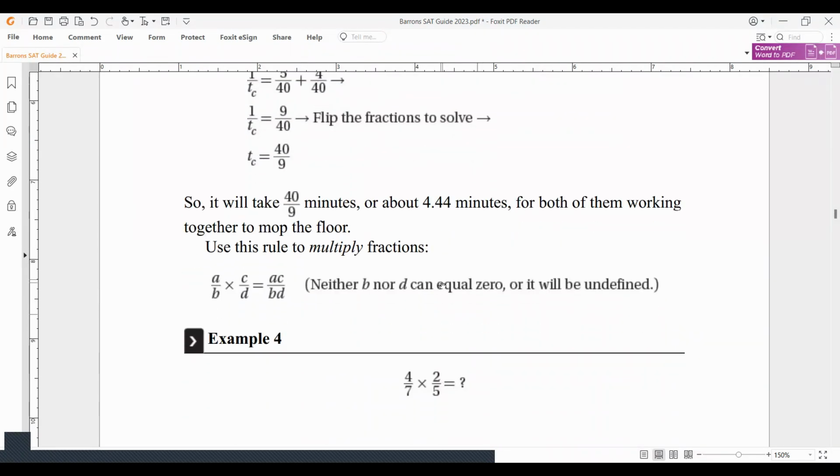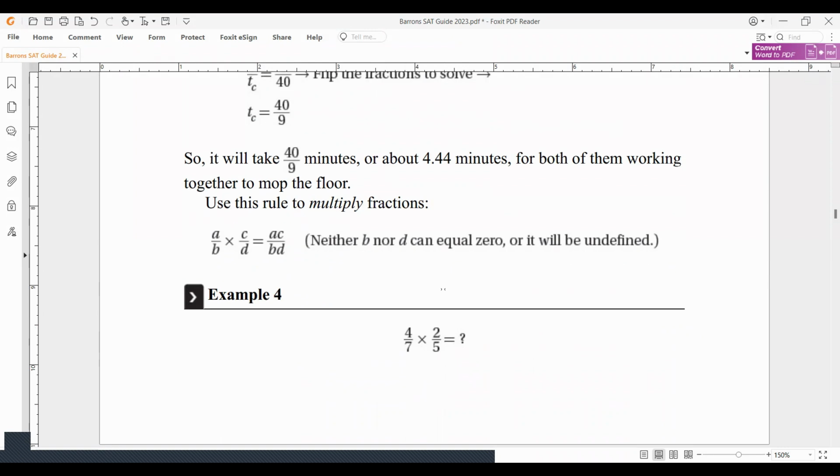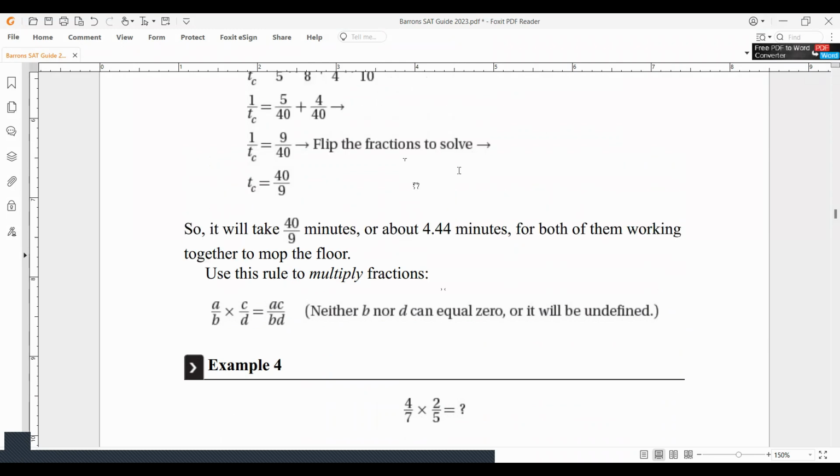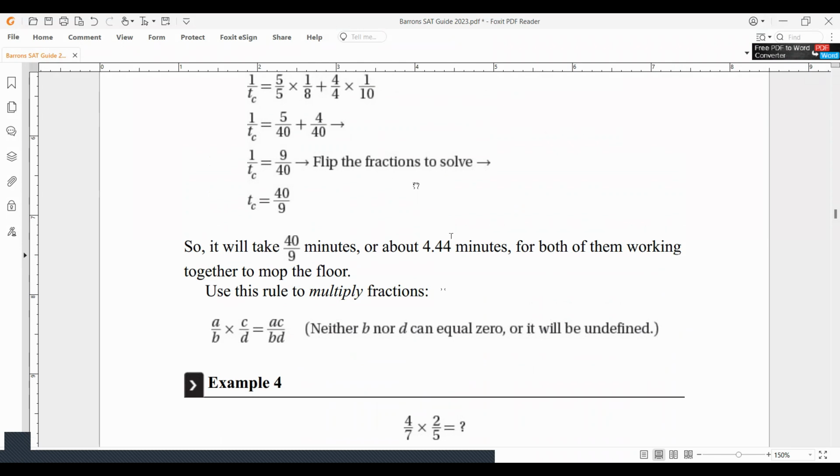And I think this is the hardest part of the SAT exam: you just need to know how to write the fractions in a decimal way. Okay, you just need to know about this.